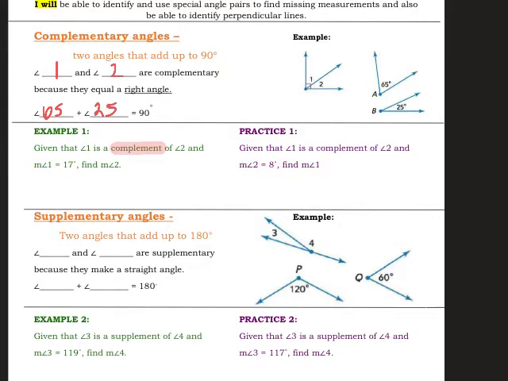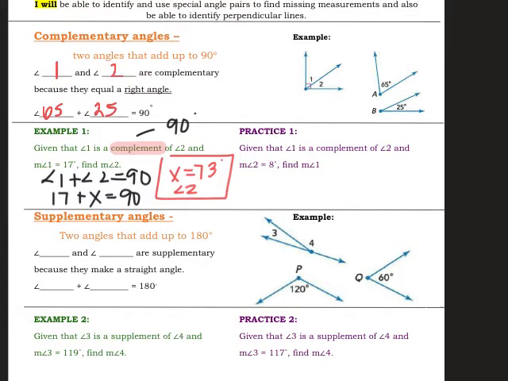It says, given that angle 1 is the complement of 2 and angle 1 is 17, what should angle 2 be? Well, we just said that complement means what? A right angle or 90 degrees. So if angle 1 plus angle 2 equals 90, and we already know angle 1 is 17, I'm going to look for angle 2. So what should I do with the 90 and the 17? Subtract it. Can someone give me 90 minus 17? What is it? 73 degrees. And that's going to be angle 2.